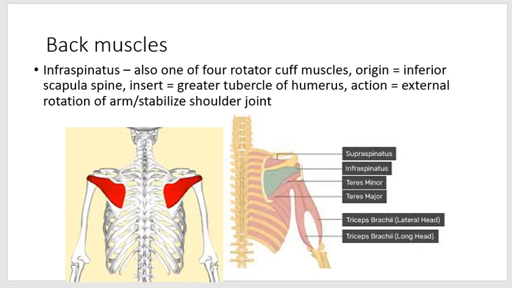Then you have your infraspinatus, the one below the scapular spine, or inferior of the scapular spine. This is also one of your 4 rotator cuff muscles. It again is found on the scapular spine below it, and inserts also on the greater tubercle. It allows for external rotation of the arm. So when you take your forearm and put it against your stomach and then rotate that out, that is using the infraspinatus to do that external rotation, so to bring this arm back.